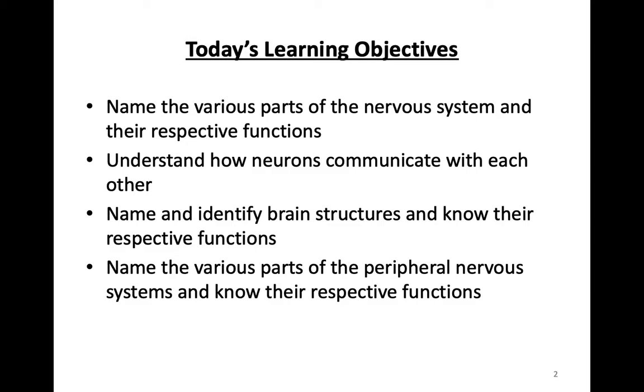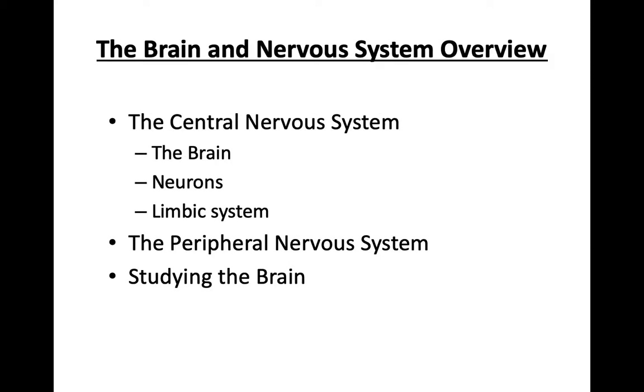All right, so after watching this lecture, I hope that you'll be able to name the various parts of the nervous system and their respective functions, understand how neurons communicate with each other, name and identify brain structures and know their function. So, to be able to know a structure and know what it does, and then be able to name the various parts of the peripheral nervous system and know their respective functions as well.